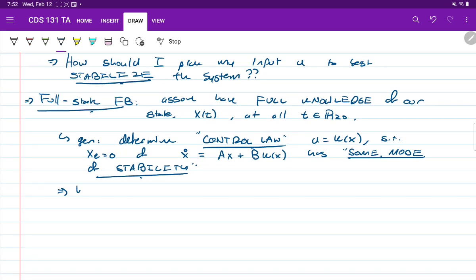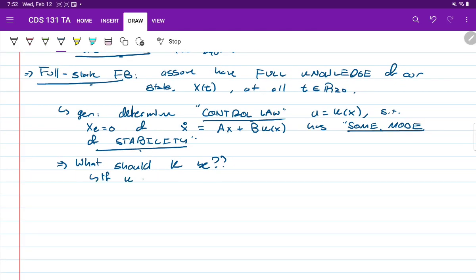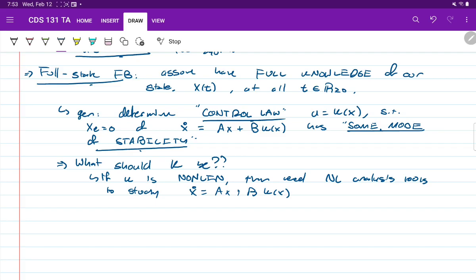Well, what should this function k be? Well, it's pretty clear right away. If we just pick some sort of arbitrary nonlinear function, all of the analysis tools that we picked up so far in this course won't really hold up, right? So if k is nonlinear, then we need nonlinear analysis tools to study x dot equals Ax plus B k of x, right? And its resulting stability under this control law k of x.